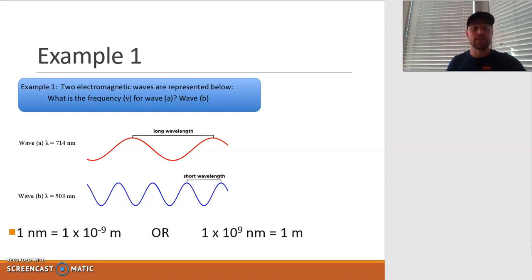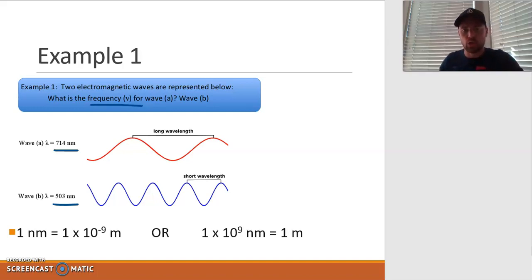All right. Let's look at a few examples so we can see how to use that light equation that we've been looking at. Let's look at example 1 in your notes. Two electromagnetic waves are represented below. We have wave A, which is 714 nanometers, and wave B, which is 503. Both of them are in our visible light spectrum. You'll notice, 714 is getting to the area where it might not be seen by some humans, but relatively that's our red threshold. Nevertheless, the question is asking, what is the frequency for wave A and wave B?